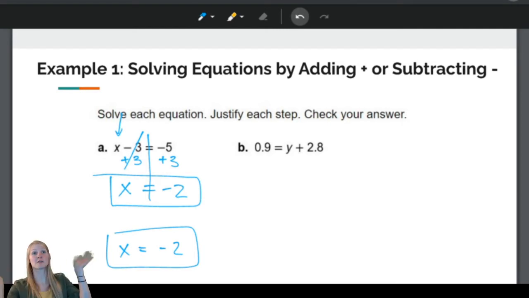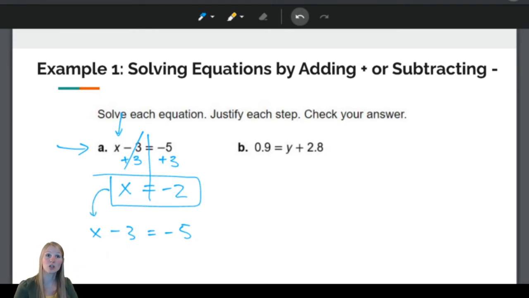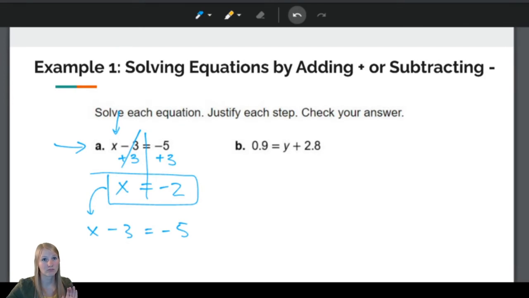Now there's one more thing you want to do. You're like, oh great, I found x, cool, I'm done. But wait a minute, are you positive that that x is correct? Are you positive? Now you might be, but I want to show you a way that you can check to make sure that your answer is indeed absolutely correct. So I'm going to take the original equation, x minus 3 equals negative 5. And if I take negative 2, and I put it in where the x is supposed to go, I better get the same thing on both sides of the equation.